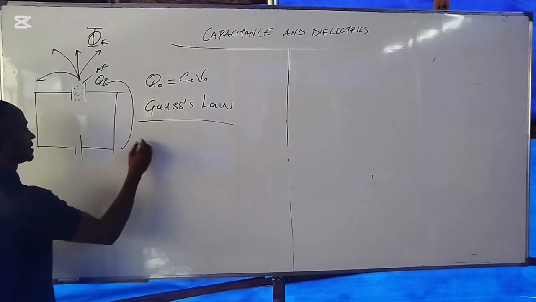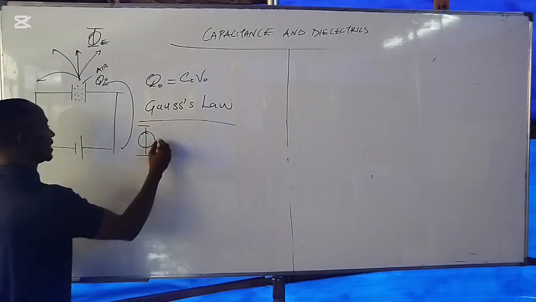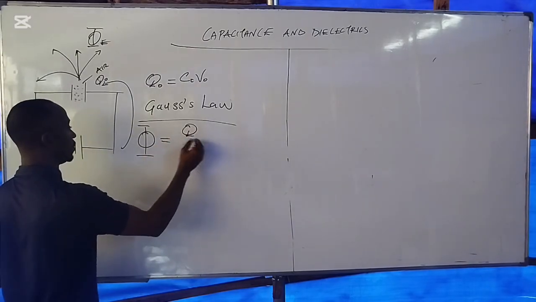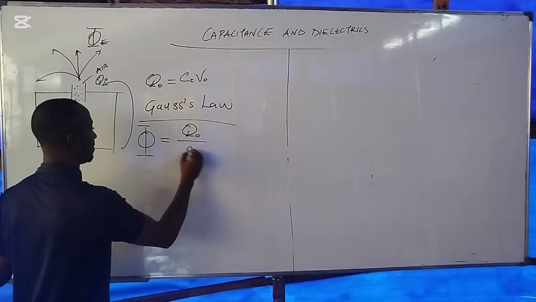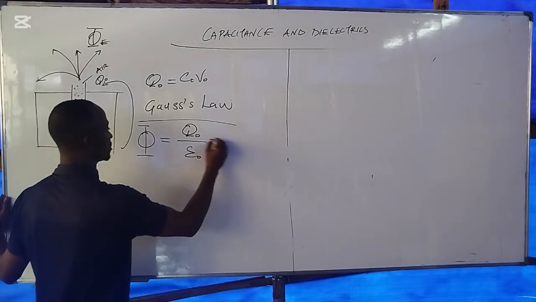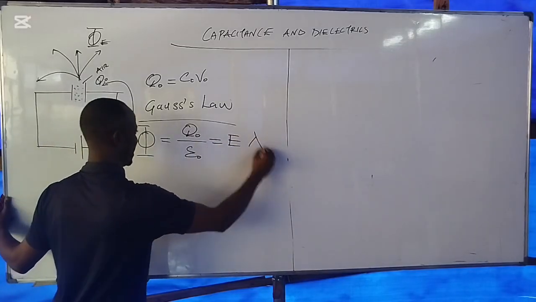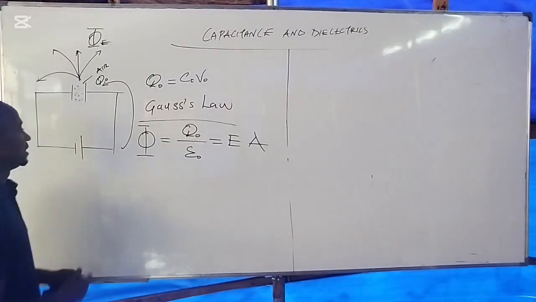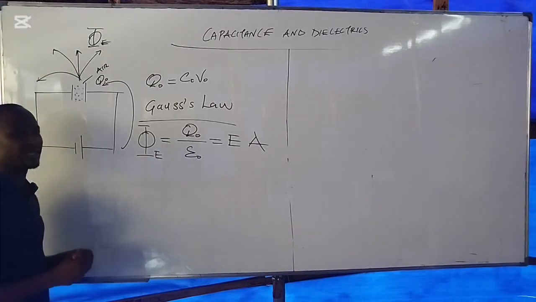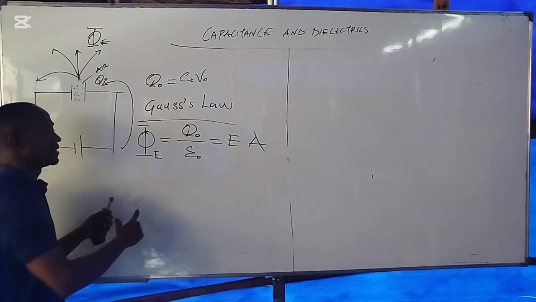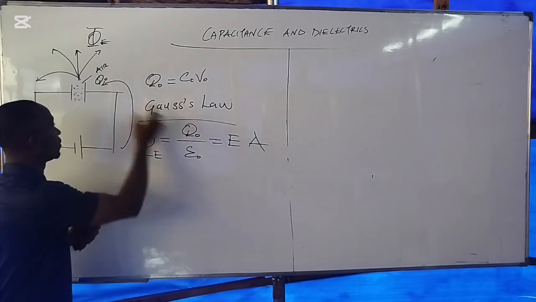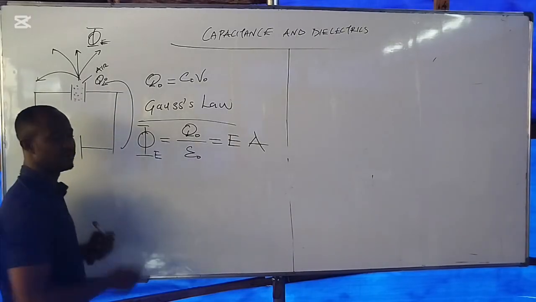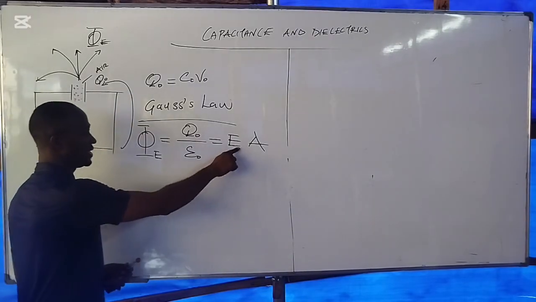Gauss's law says that the electric flux generated from a single system is equal to the charge enclosed by that system divided by the permittivity of free space, which is also equal to EA. Let me repeat myself again. The flux generated from a system is directly proportional to the charge enclosed. The charge enclosed there is our Q naught, right? Divided by the permittivity of free space, which is also equal to EA.